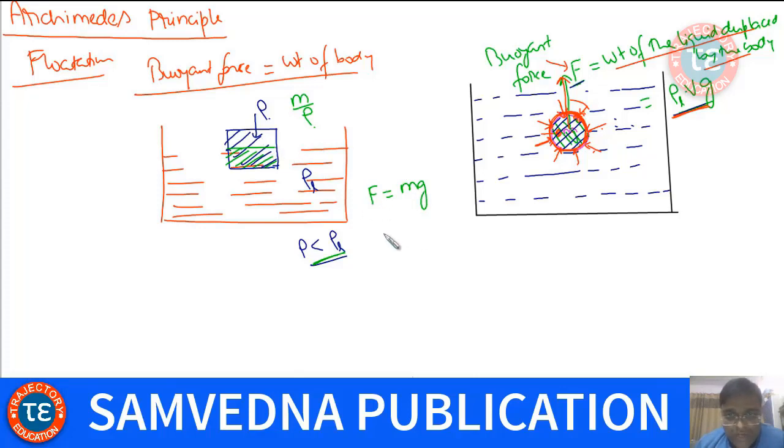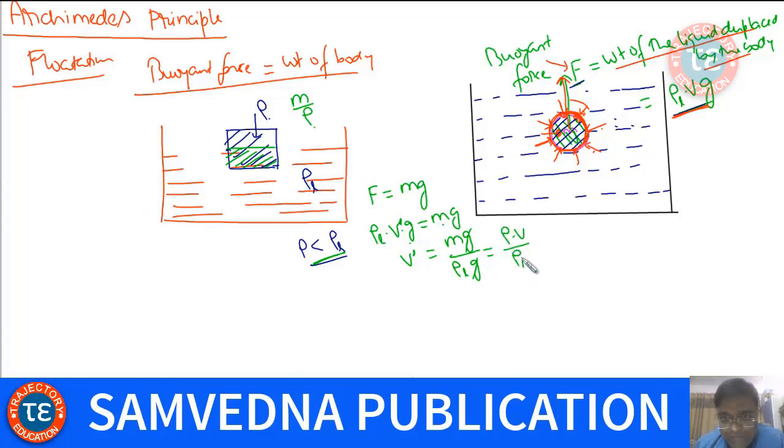So the buoyant force will be equal to rho L into volume of water displaced into g, equals mg, right? And what volume of water needs to be displaced? Suppose V dash is the volume of water which has to be displaced so that this buoyant force equals mg. So the volume of water which needs to be displaced is mg upon rho L g, and mass is how much?